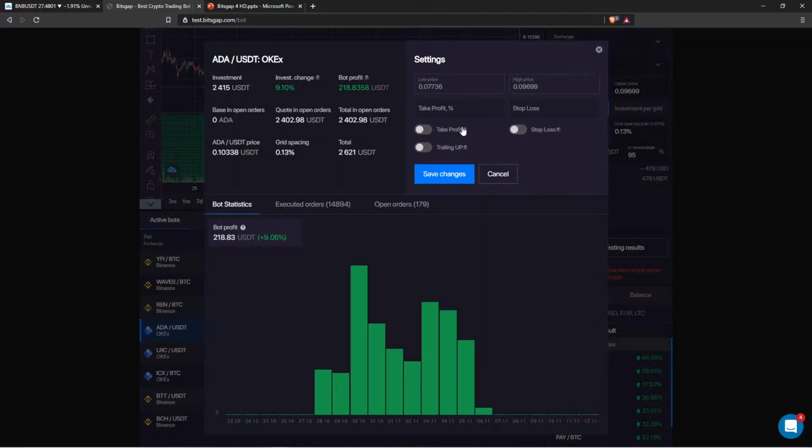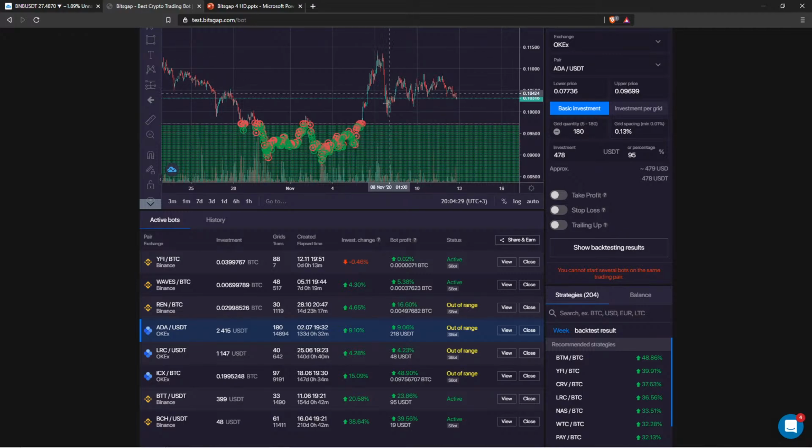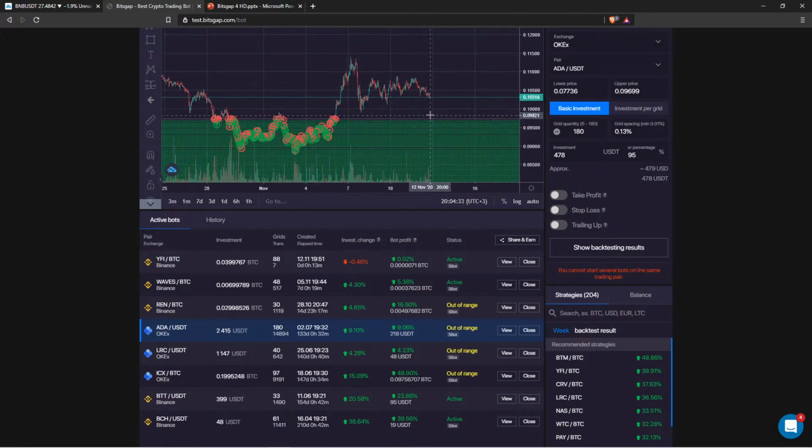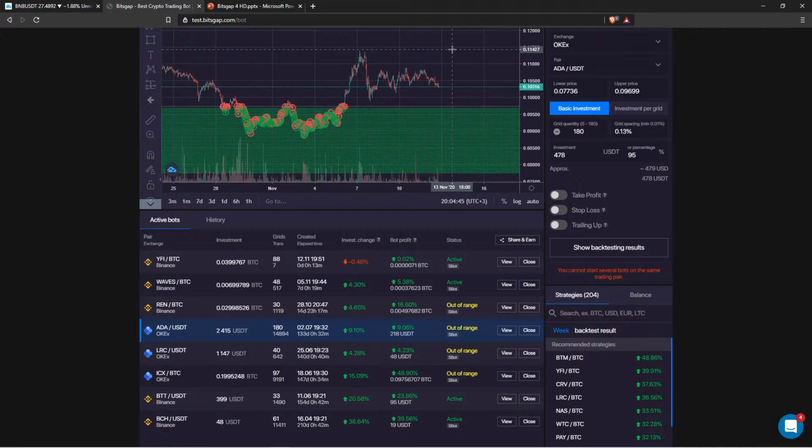Otherwise, if I would have my trailing up on, then it would keep trading on my behalf on this rising market, and I would, in this case, maximize. So basically, I would get more profits. Like the bot would have been able to generate more profits on my behalf. So that's something for you to keep in mind.